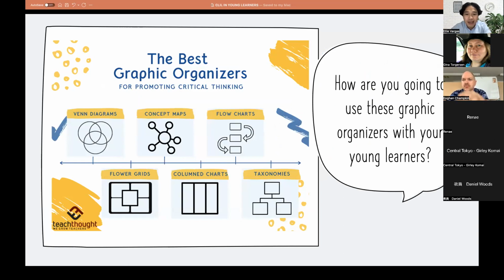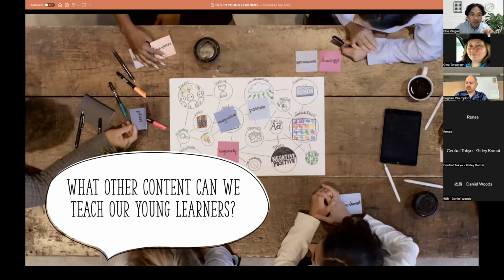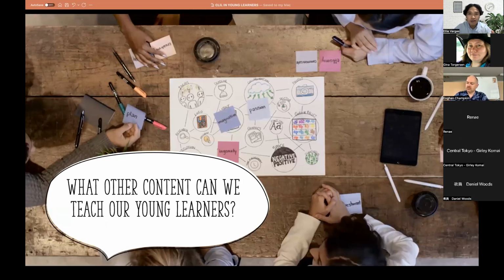Okay, so I have asked this already. These are examples of our graphic organizers. Graphic organizers are very, very useful. If you could spend some time looking at them on the internet, please do so. Because you can use them anytime. You can put English words or Japanese words or drawings on those organizers so they can understand more the topic. Okay. So what other content can we teach our young learners?